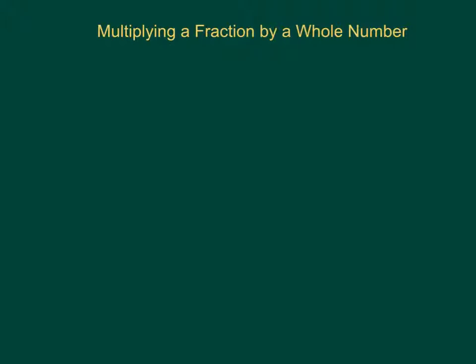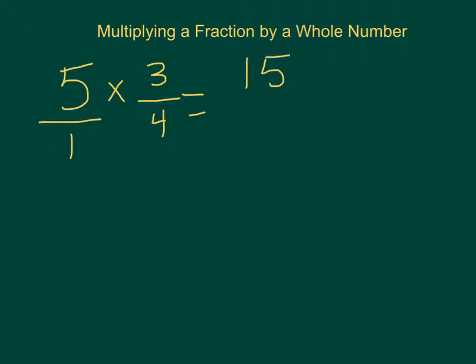Let's go over another example. Let's say I have 5 times 3/4. If I have 5 times 3/4, again, I'm going to put that 5 right over a 1. So now I'm going to multiply straight across. 15, 1 times 4 is 4.